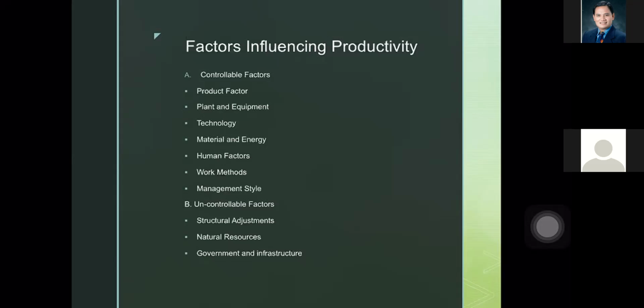In social changes, some of the factors that play a significant role in the improvement of productivity are women's participation in the labor force, education, cultural values, and attitude. In natural resources, manpower, land, and raw materials are vital to productivity improvement. And last, in government and infrastructure, government policies and programs are significant to productivity practices of government agencies. Transport and communication and fiscal policies influence productivity to a greater extent.